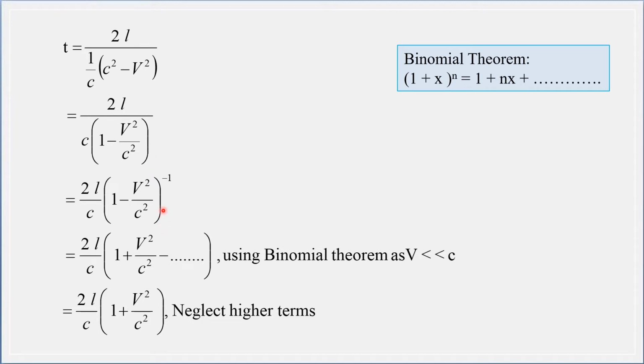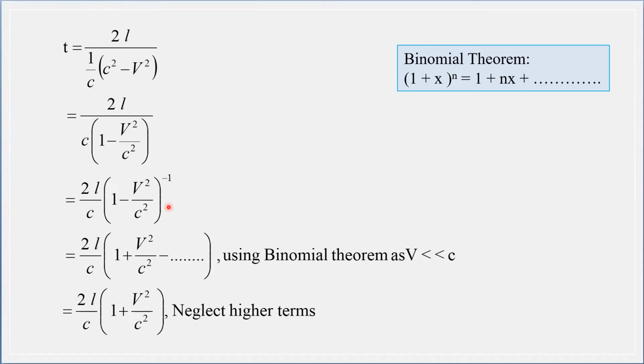Then we use here the binomial theorem. See, the binomial theorem is the expansion of 1 plus x raised to n. x should be very small as compared to 1. And here we find that this is 1 and this is x. This v square by c square is much less than 1 because v is very much less than c.